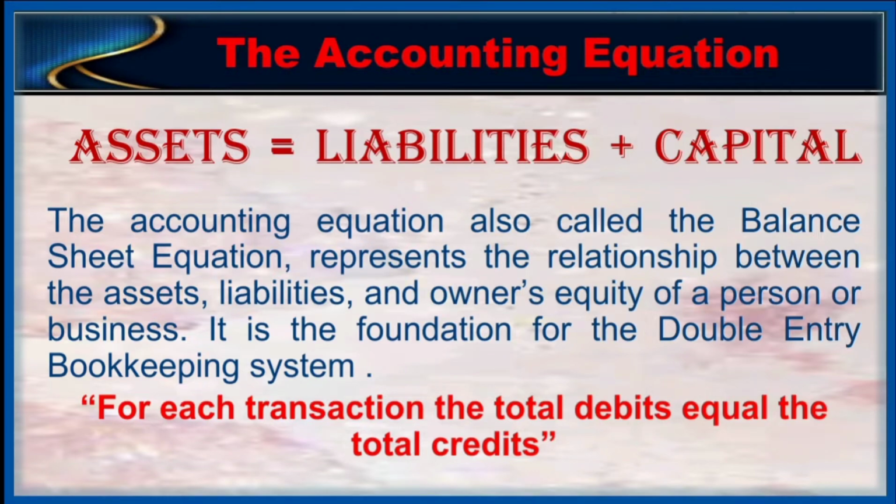The accounting equation. Equation is assets is equal to liabilities plus capital. The accounting equation, also called the balance sheet equation, represents the relationship between the assets, liabilities, and owner's equity of a person or business. It is the foundation for the double entry bookkeeping system. For each transaction, the total debits equal the total credits is the thumb rule.